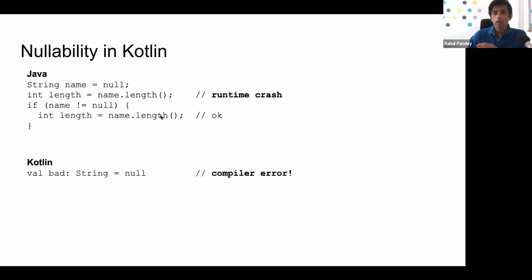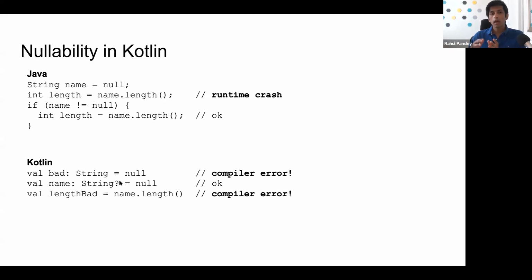Compare that to Kotlin. As soon as you declare a variable of type string and you set it equal to null, this is invalid. You won't even be able to compile your program. Instead, if you want to allow null values, you have to be deliberate about that. You have to explicitly mark the type as string question mark, which means it's a nullable string. And now, if you were to call name.length, that would again cause a compiler error, because the compiler would notice, hey, this type is a nullable string, so there's actually a chance that you might cause a runtime exception, because this could be null, right?